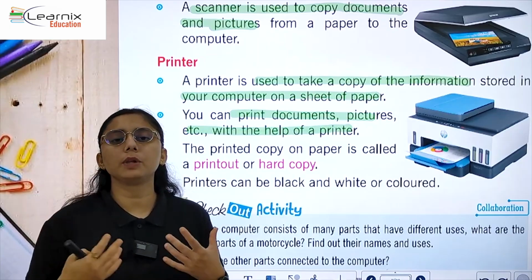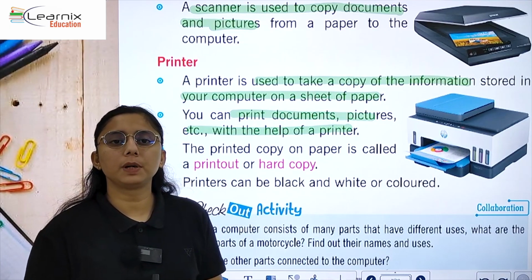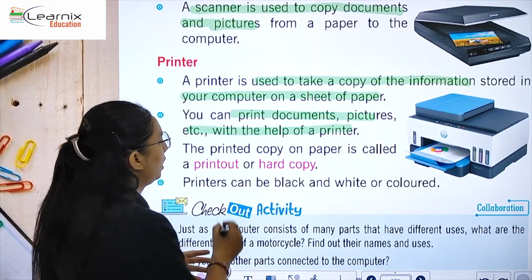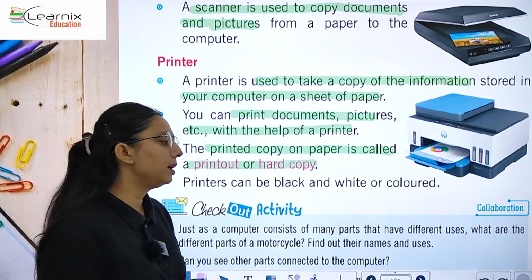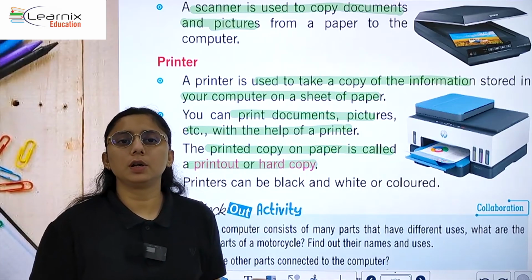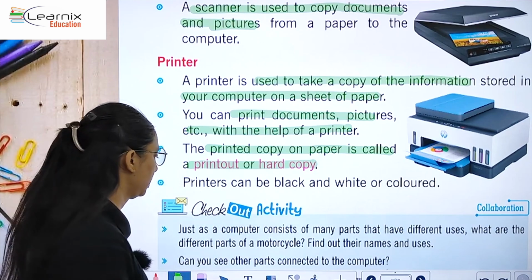Whether it is a document, a picture, or a book, what can you do with the help of printer? You can take out a printout. The printed copy on a paper is called printout or hard copy. And a printer can be black and white or colored also. If you have gone to get something printed, the image can be black and white and also colored.